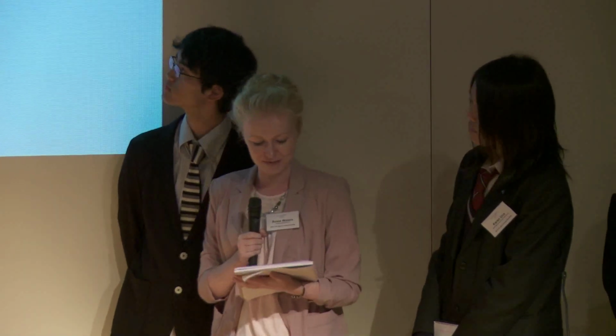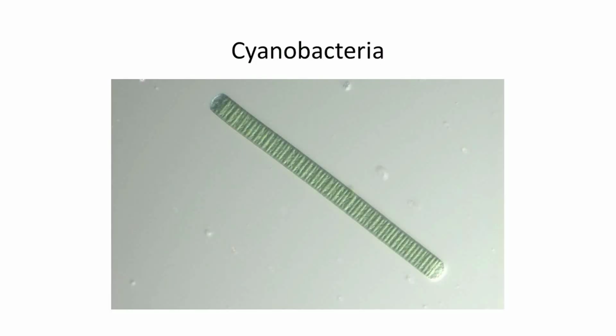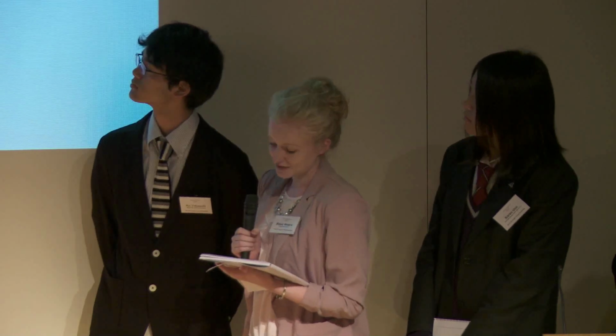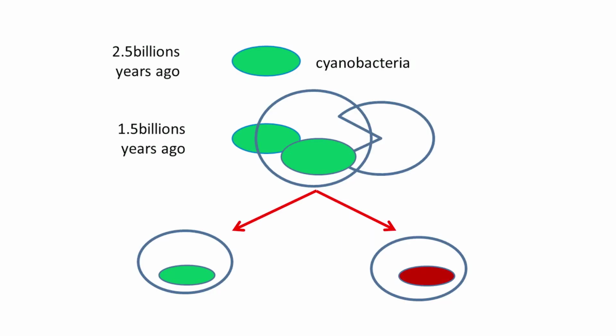So how is algae formed? Algae is formed by a process called endosymbiosis. What it is: the cyanobacteria, which we've just been shown previously, is engulfed by a eukaryote. The cyanobacteria is a prokaryote. It's not digested, but it remains in the eukaryote. So later, with evolution, this led to green algae and red algae.